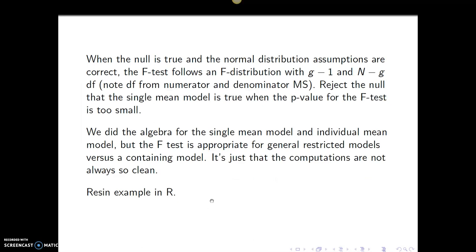When the null is true and our normal distribution is correct, then that F will follow an F distribution with G minus 1 and N minus G degrees of freedom. And the null hypothesis will be rejected when the p-value of the F test is small, or the value of that F test statistic is large.